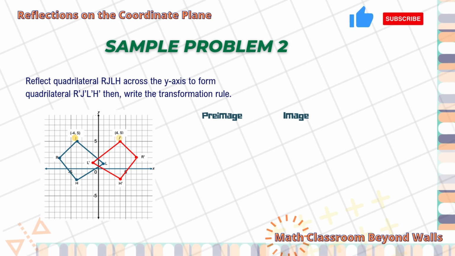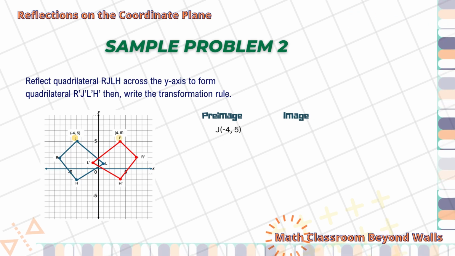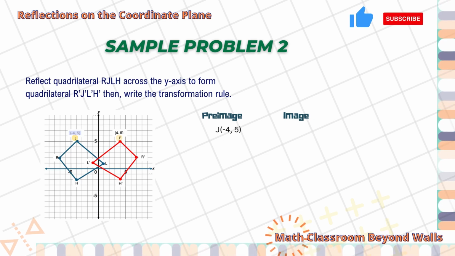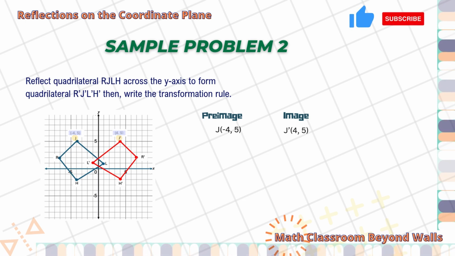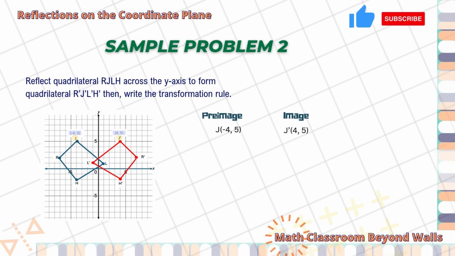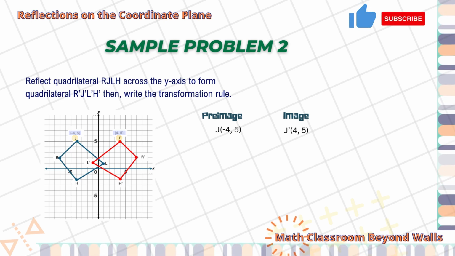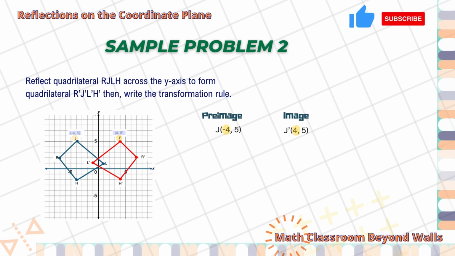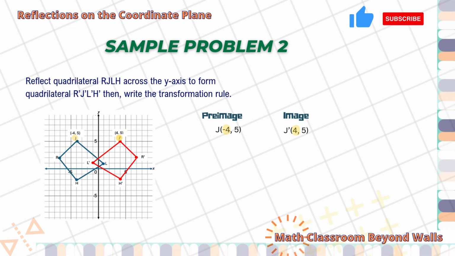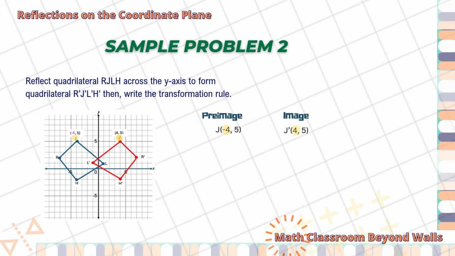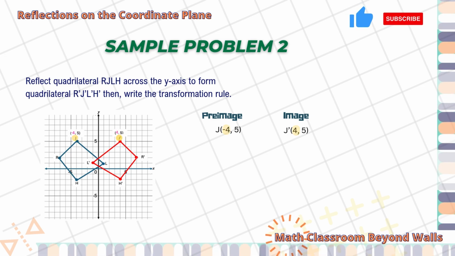The coordinates of point J is negative 4, 5. That of J prime is 4, 5. What was changed here, learners? Right, the x-coordinate. The x-coordinate is changed from negative 4 on J to positive 4 on J prime.